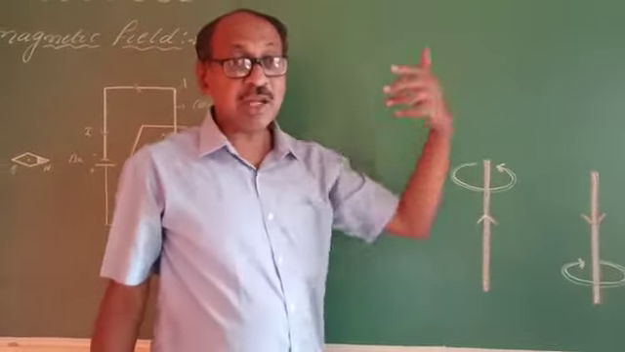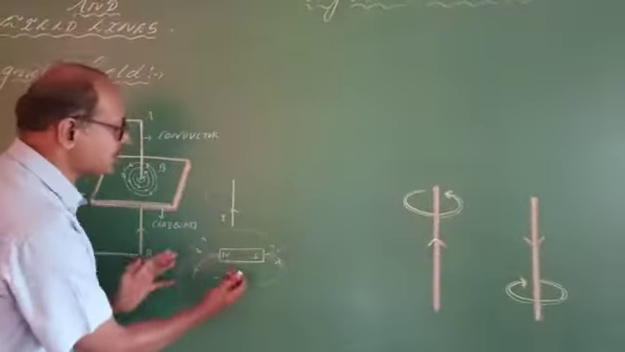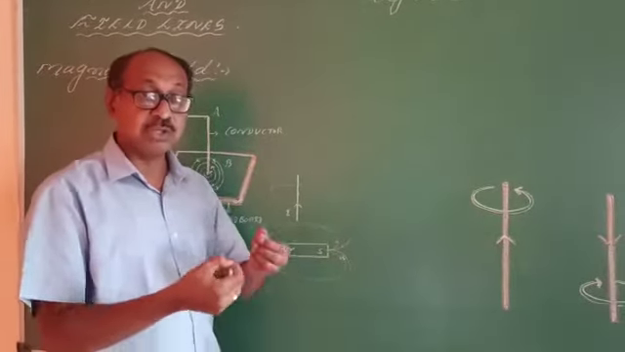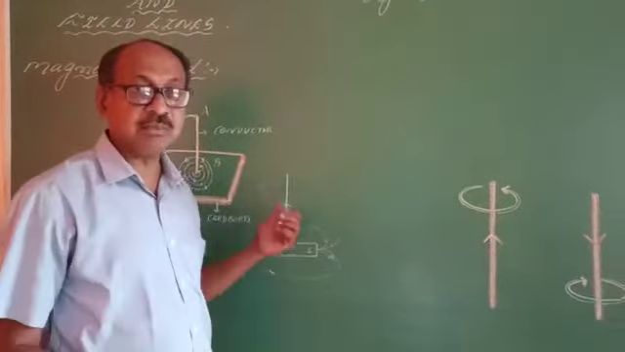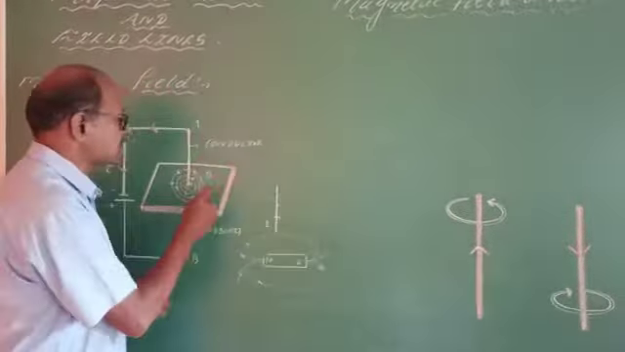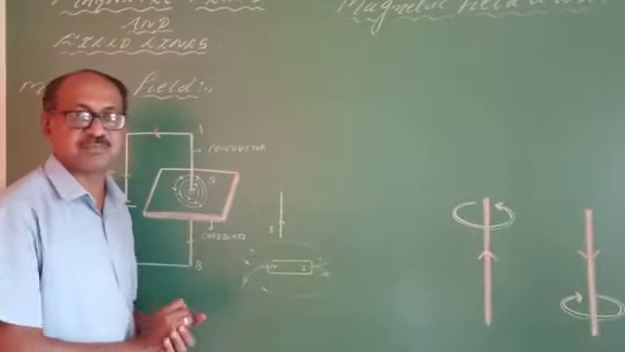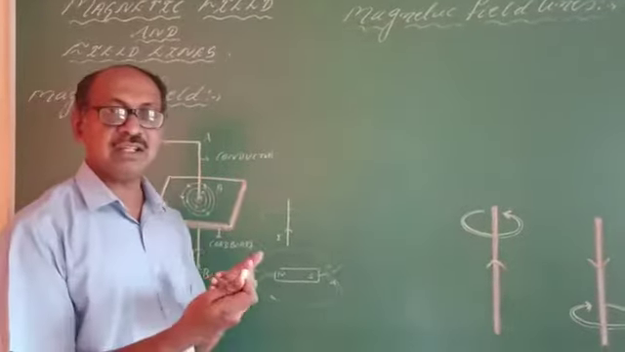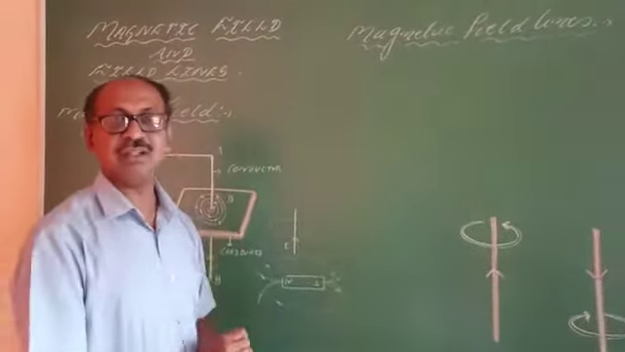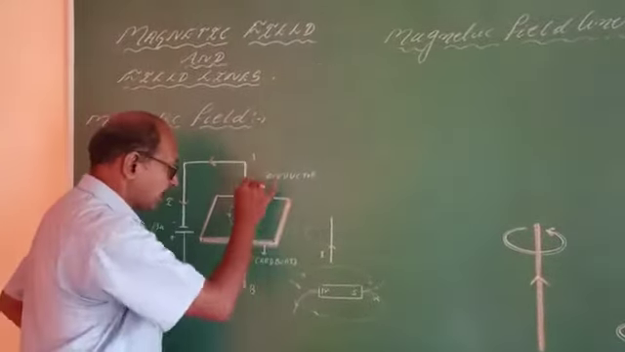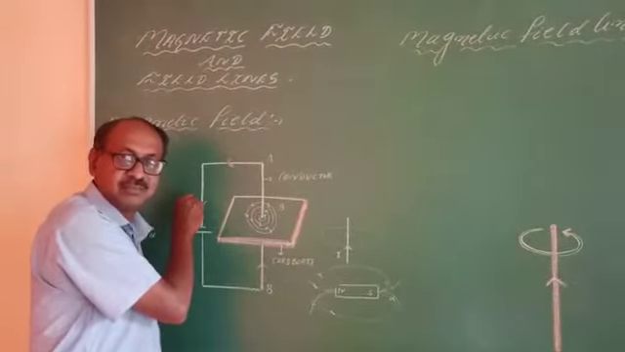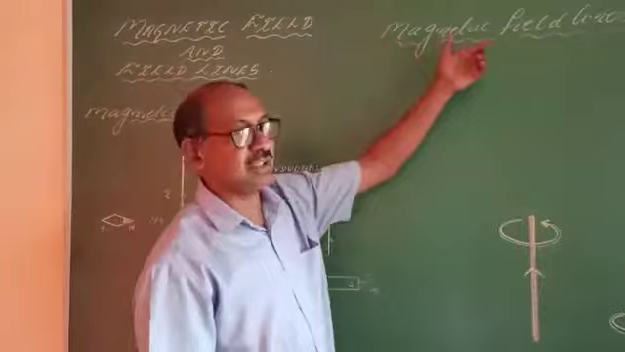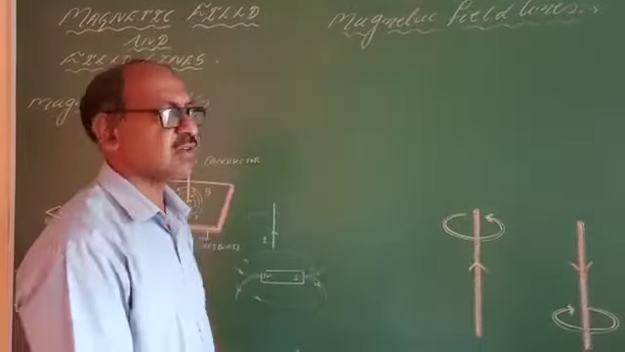So what is a magnetic field line? It is imaginary. You can't see these field lines. But because of the magnetic force, we come to know that there is a presence of something that is termed the magnetic field lines. It is an imaginary line drawn around a conductor carrying current, or a magnet. That is what we term the magnetic field lines. So we have some properties of magnetic field lines.